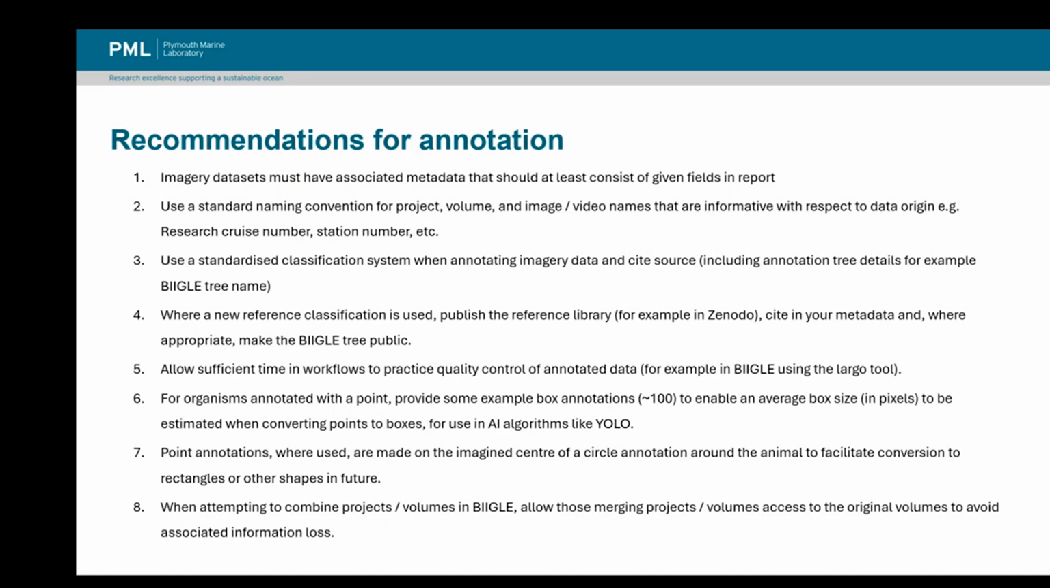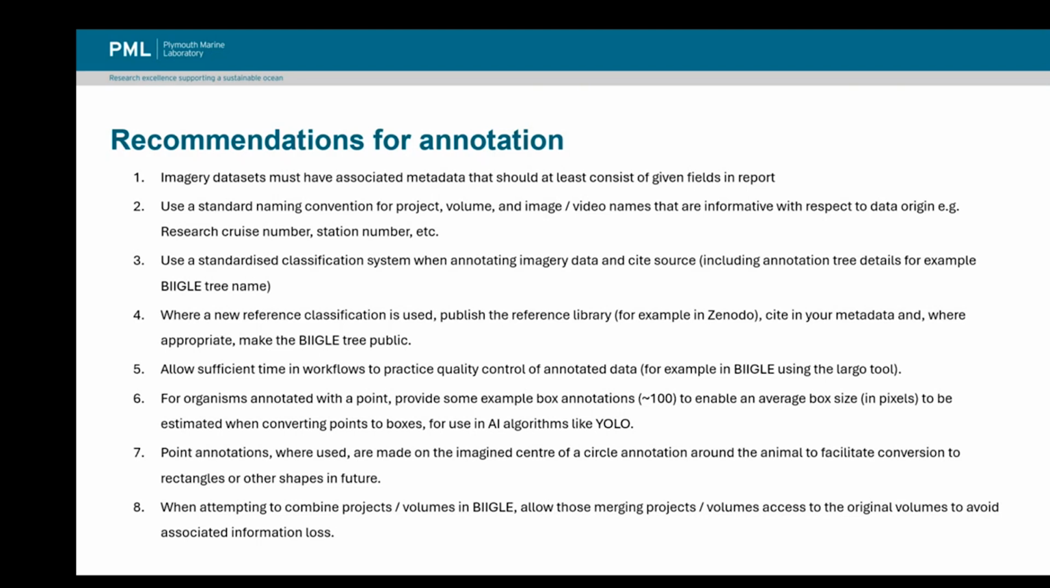But if people can provide some example box annotations, maybe just 100 across their data set, that would allow us to calculate an average box size for that animal for that data set, which means we could then turn all the other points into boxes, which would help in future. Point annotations should be made on the imagined center of a circle around the animal. That also helps when you're trying to turn a point into a box. If you know it's the theoretical center of a box, then that makes it easier to convert.